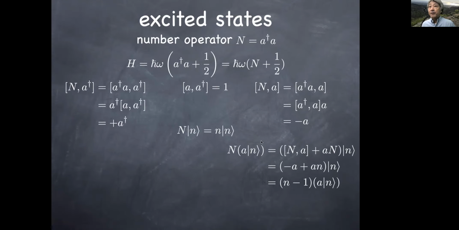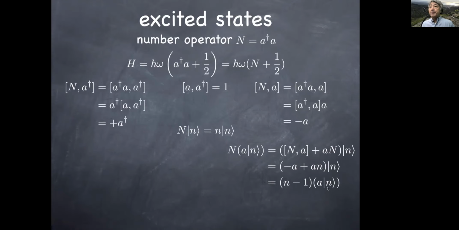So then I take off this parentheses because everything is associative. Then NA can be written as NA commutator plus AN, NA minus AN plus AN. So I haven't changed anything. The whole thing is still NA. But the NA commutator, I just worked out to be minus A. AN, now this N operator is acting on the state n, so pulls out the eigenvalue little n. And putting that together, I find the eigenvalue n minus 1.